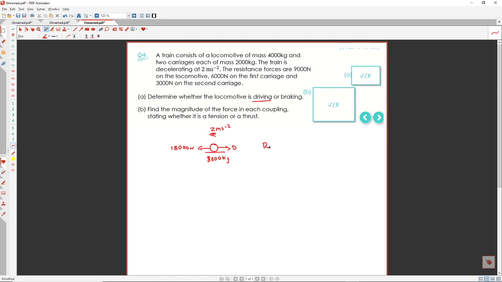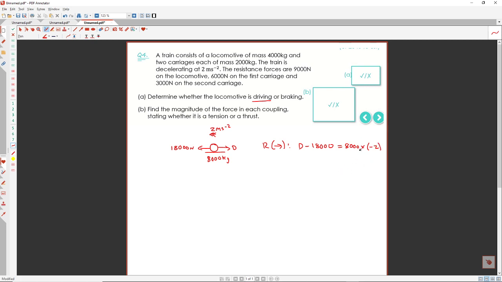So, resolving to the right, we are going to get D minus 18,000 equals 8,000, the mass, times the acceleration, which is... Oh, be careful here. I've chosen right as a positive direction. That was maybe a little bit silly in this case. On this side, I'm going to get 8,000 times -2 because the acceleration is to the left.